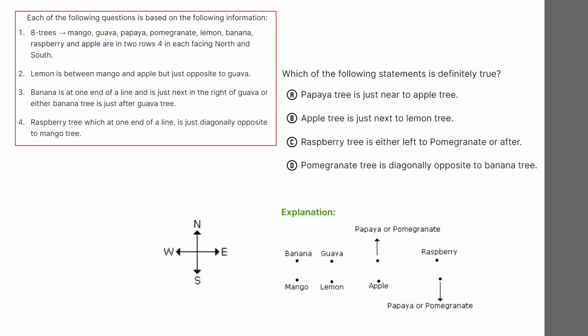Yes, so this is how in this particular 4 points description, again from this the sub questions are given, like which of the following statement is definitely true? Papaya tree is just near to apple tree is just near to the lemon tree. So like these options are given describing the situation. Okay, so now once we go further, we can see here the option B is correct answer.